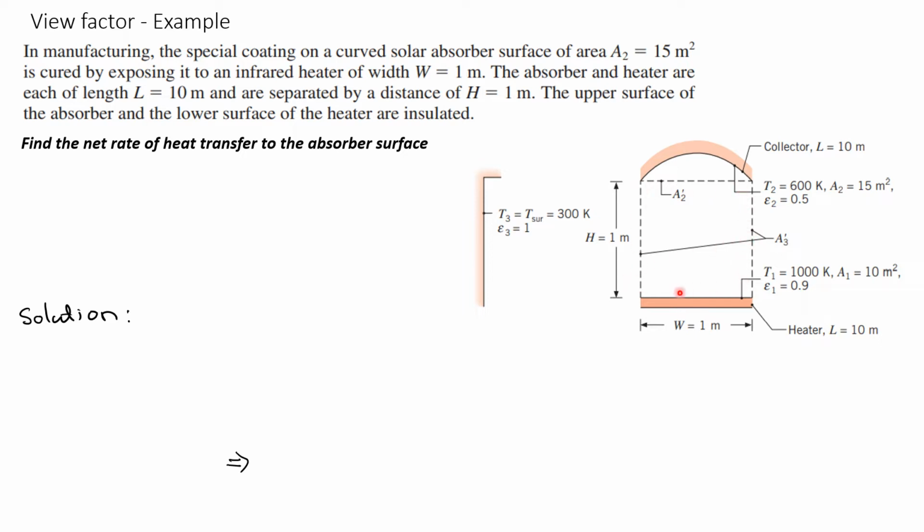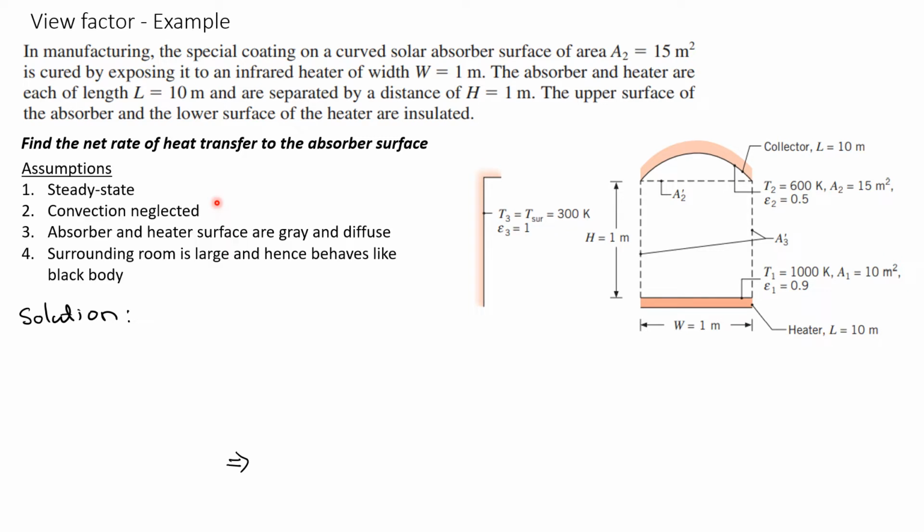So this is what we've done. We've taken an imaginary enclosure so that we can use the summation rules and the reciprocity rules to find the different view factors. Moving on to our assumptions, the first is that the system is at steady state. We are neglecting the effect of convection. There will be air in the room, but we're ignoring the heat transfer due to convection in this case.